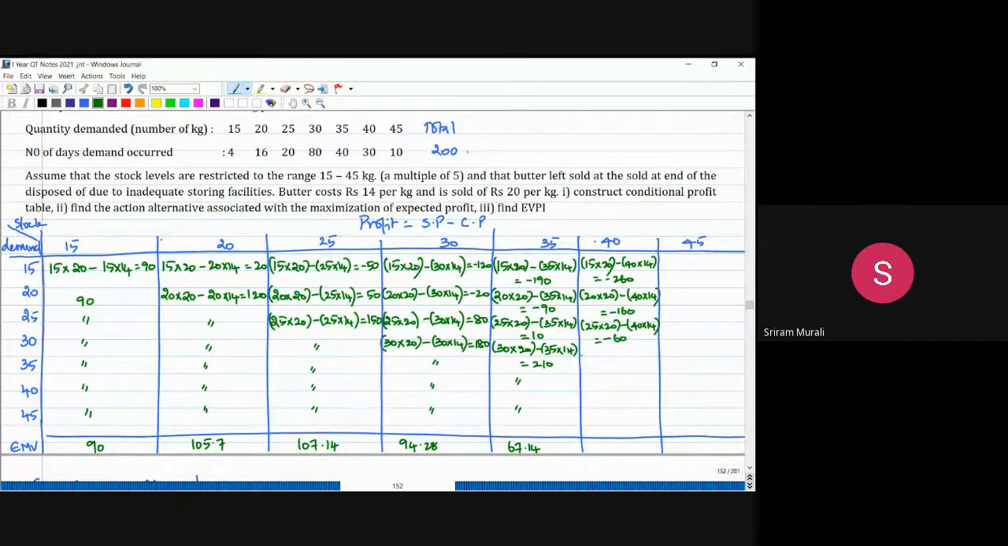What about this case? 30 into 20 minus 40 into 14. That is equal to 40. And now this becomes 140. The next case is 140, then you get 240.